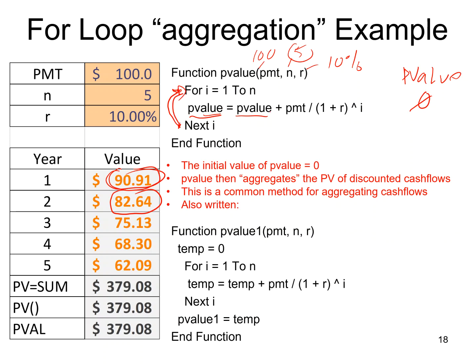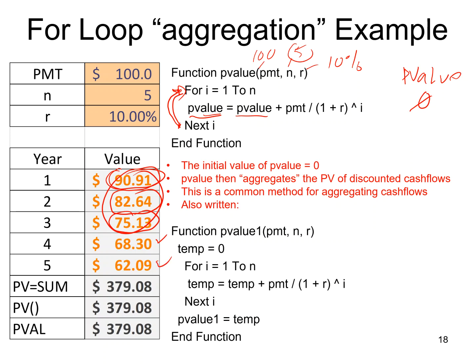P-value equals about $172 plus 100 over 1 plus r to the third. It's going to add $73. So now p-value has the sum of these 3 numbers. Next, it's going to take that sum and add $100 over 1 plus r to the 4th.